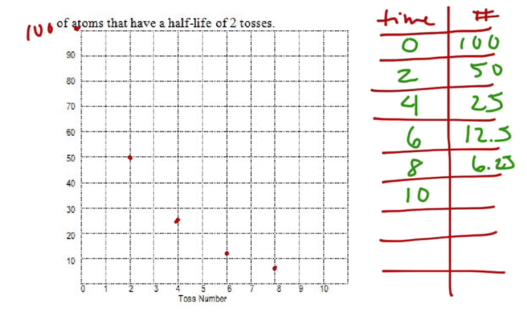And again, at 10, we would know that'd be about 3.125. But on our graph, we're just going to look for about a third of the way up. And we'd have this kind of a graph. Again, a very distinctive looking curve.